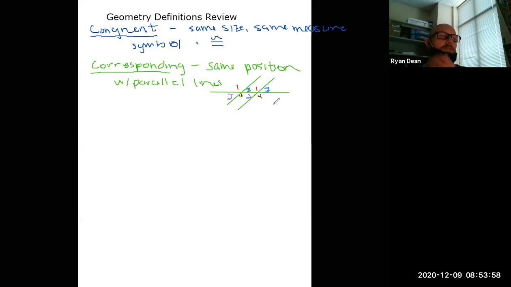Okay, so corresponding is just the same position. So when I'm talking about same position with angles like this, okay, what we talked about was identifying them as in the top, in the bottom, on the left, or on the right. That's how we identified positions. Okay, so angle 1 is on the top of this transversal, and it's on the left side of this line. Okay, this angle 1 in red is also on the top of the transversal and the left of this line. Okay, so when we talk about corresponding with parallel lines, it's just the two angles that are in the same position. The other way that we are going to talk about corresponding is with congruency statements.